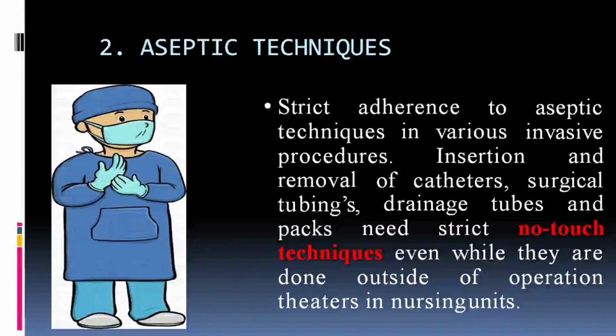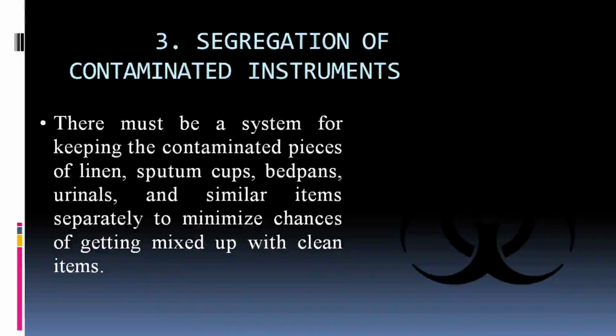Second is aseptic techniques. Strict adherence to aseptic techniques in various invasive procedures, such as insertion and removal of catheters, surgical tubing, drainage tubings, and packs, needs a strict no-touch technique even while they are done outside the operation theater or in nursing units. Third is segregation of contaminated instruments. There must be a system for keeping contaminated pieces of linen, sputum cups, bedpans, urinals, and similar items separately to minimize the chance of getting mixed up with clean items.